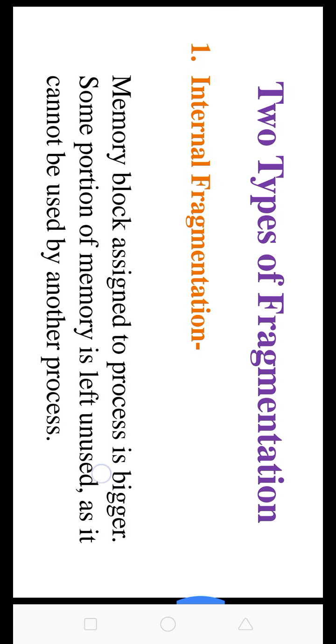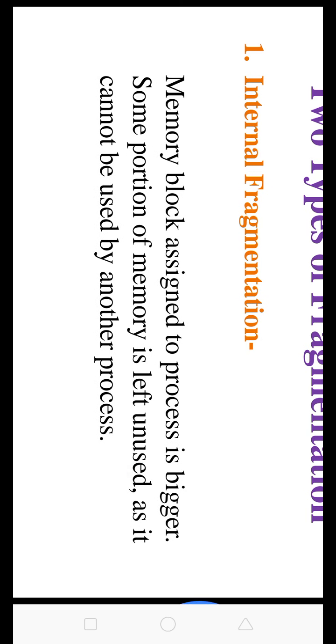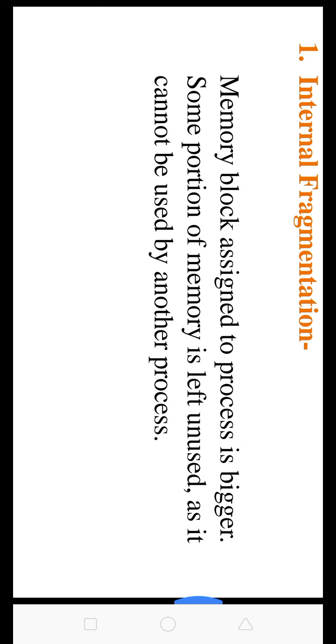Then we will see the types of fragmentation. There are two types of fragmentation. The first one is internal fragmentation. When the memory block assigned to a process is bigger, some portion of memory is left unused, as it cannot be used by another process. This is called internal fragmentation.